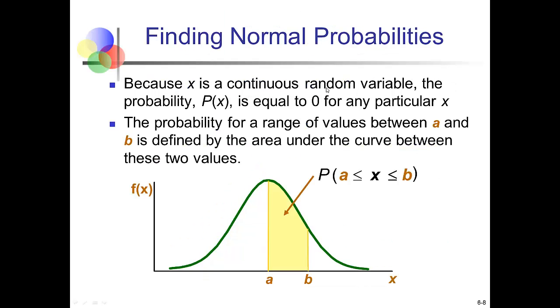For continuous probability distributions, there are infinitely many possible values. So the probability of any particular value occurring is actually 0. So that's why we have to talk about finding the probability of a range of values. These values could be something like A to B. These are values of x on that x-axis. We want to find the probability of being between A and B. That's the area under the curve between those two values.